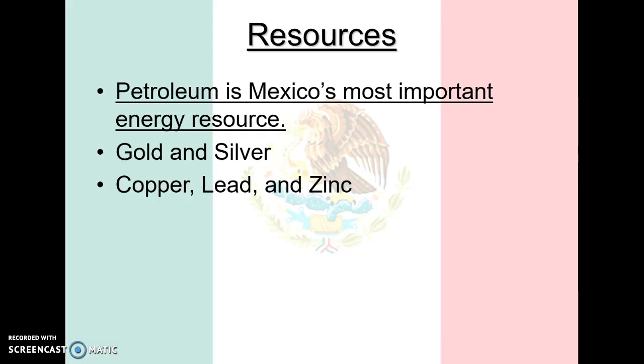Now for Mexico's natural resources, their most important energy resource is petroleum, which is created from oil, and oil lies mostly underneath southern Mexico and offshore in the Gulf of Mexico. Mining is also very important. Gold and silver mines that began centuries ago are still operating today. Not only do they produce gold and silver, but they also produce copper, lead, and zinc.